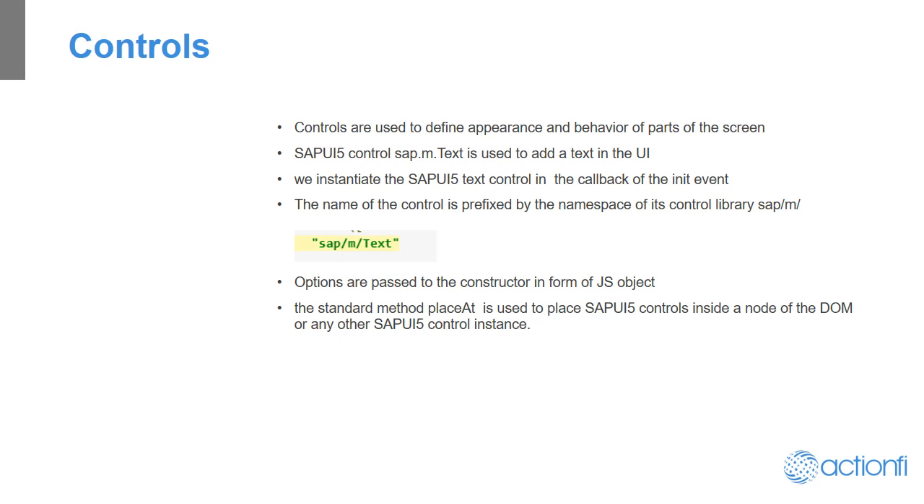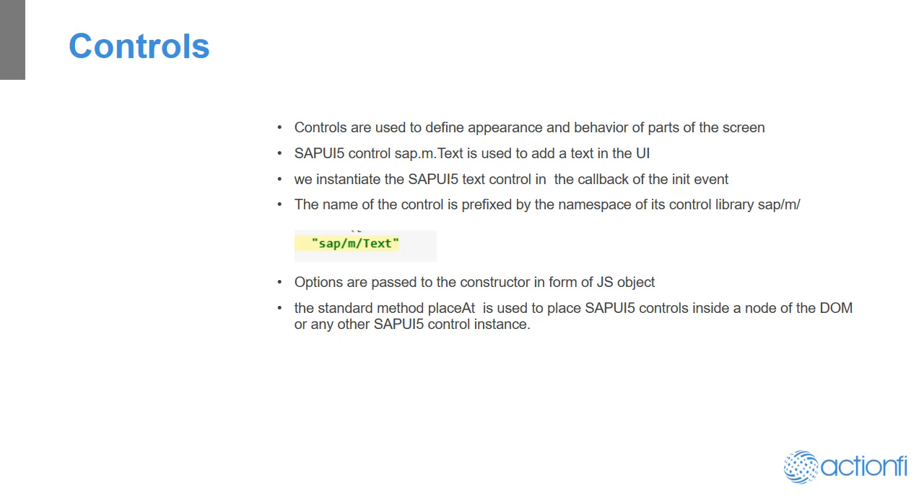Here we are going to build a little UI by replacing the Welcome to Actionify text in the HTML body by the SAPUI5 control sap.m.Text. sap.m.Text is used to add text in the UI. We instantiate the SAPUI5 text control in the callback of the init event. The name of the control is prefixed by the namespace of its control library, sap/m/. Options are passed to the constructor in the form of a JavaScript object.